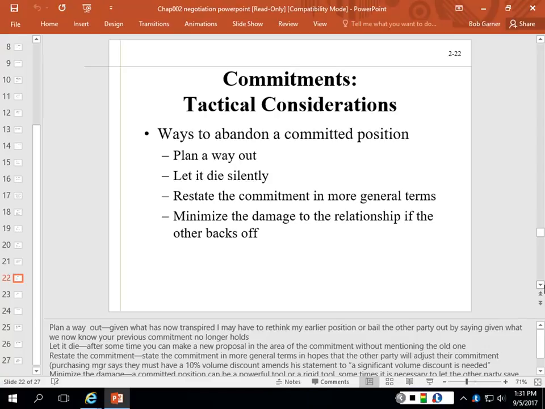All right, so how do you abandon a committed position? Let's say you've locked in a deal and you figure out it's really not a good deal for either party. You can plan a way out, or let it die silently. Given what has now transpired, I may have to rethink my earlier position. So basically, you say things have changed. Let it die: sometimes you make a deal, especially with your buddies, and then you both kind of forget about it. Or restate the commitment, reinforcing the fact that, here's what it is. Are you sure you want to do that? And then minimize the damage if the other party backs off.